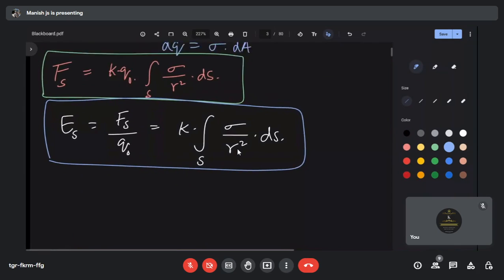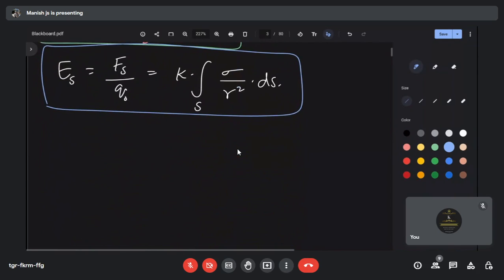Okay. Next one we are moving to the linear distribution. Okay, for the linear charge distribution.